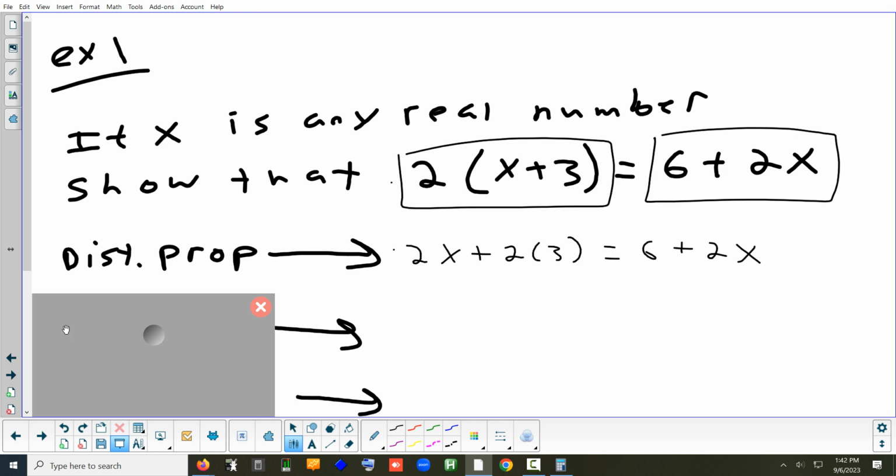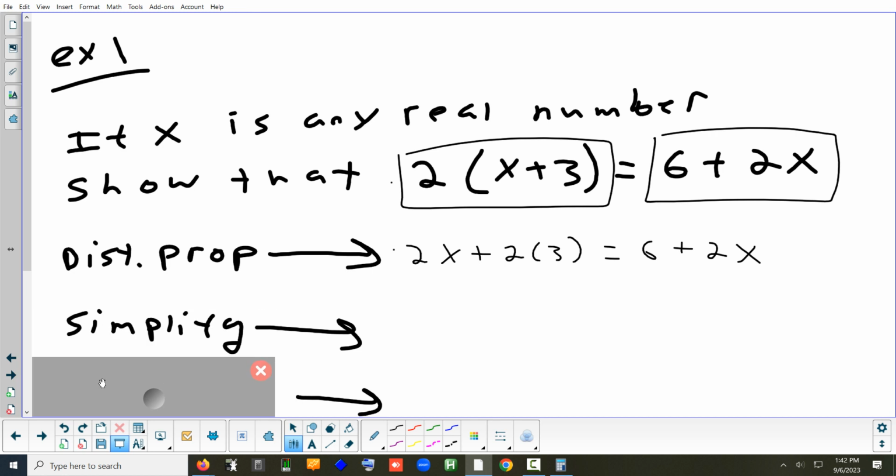So there's 2 ways I could have done this problem. I can either give you the work, and then you tell me the name of the property, or, let's do this one this way, I'll give you the name of the property, which this one isn't really a property, it's just kind of simplifying something that's there. And then we'll write down the work. What's in that distributive property step that I can simplify? Yeah. 2 times 3. So it's 2x plus 6 equals 6 plus 2x.